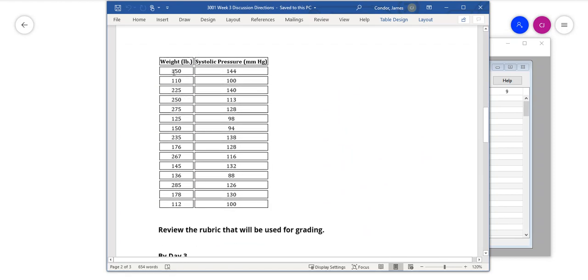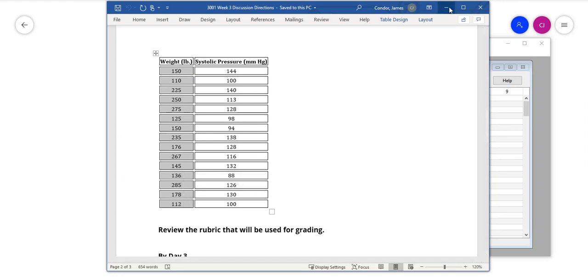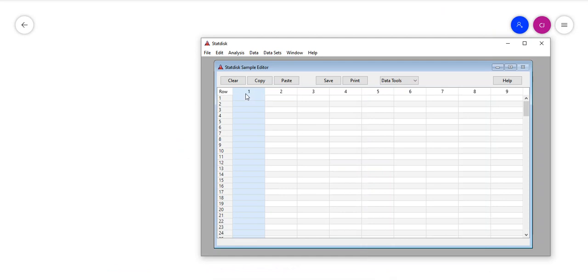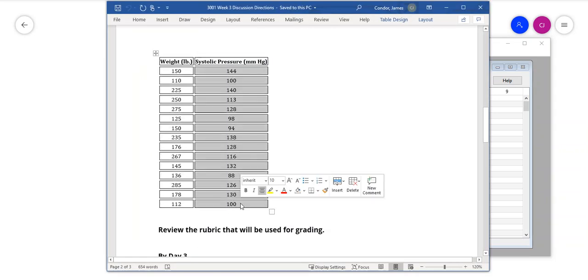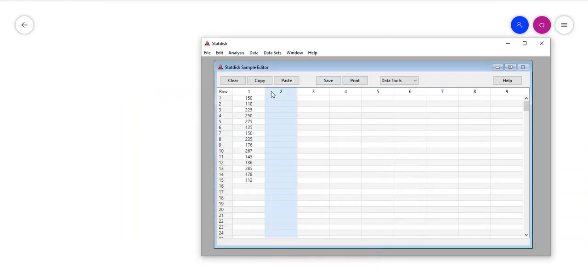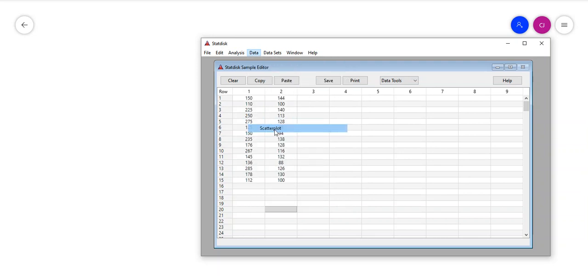So let's take a look. I'm going to take this data after I put it on my table. Okay, I'm going to take this data and copy it. And here I have StatDisk open, and I'm going to paste it in there. And then go back to my data again and paste it into there. So I got my data in StatDisk, and let's go to Data and Box plot, Scatter plot. There we go, scatter plot.